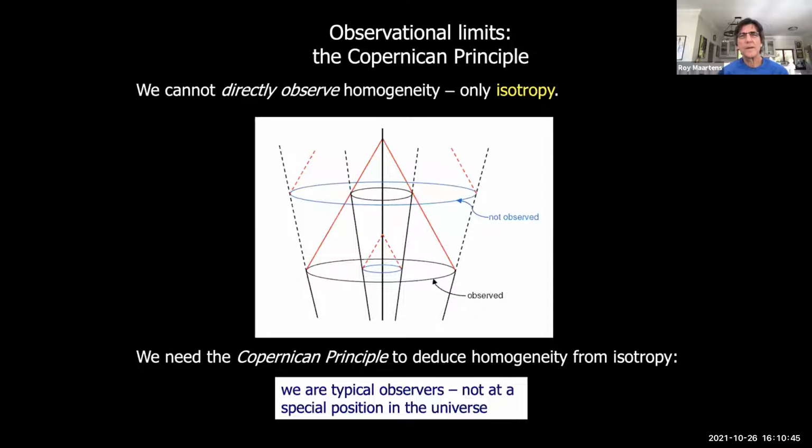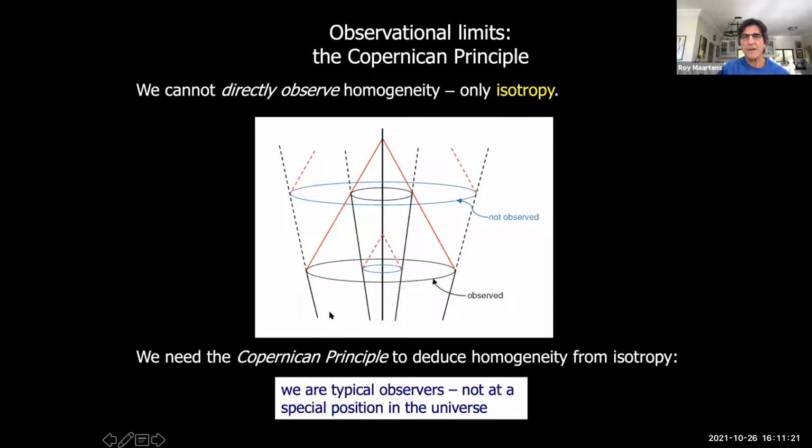So the limits to the cosmological principle arise from the fact that we cannot directly observe homogeneity in any form, however we define it. Our past light cone gives us access only to two spheres at constant time or constant redshift. So here this two sphere is not observed, only that black one is observed, and this one is outside our past light cone. Here we do not observe this two sphere inside our past light cone. Our predecessors or our ancestors may have measured it, but we can't. We measure only this two sphere.